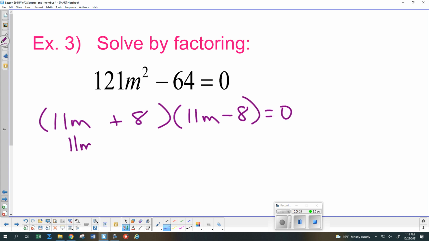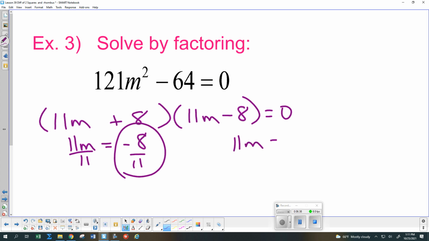That means 11m can be minus 8. So m can be minus 8 over 11. Not a very nice answer, but that's okay. 11m can be 8. So m can be either positive or negative 8 over 11. Yes, ma'am. After you've shown the work with factors, yes.